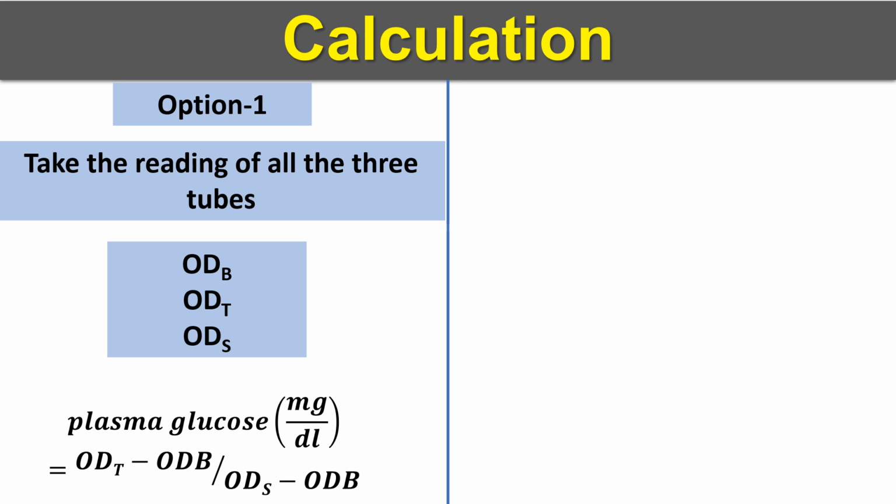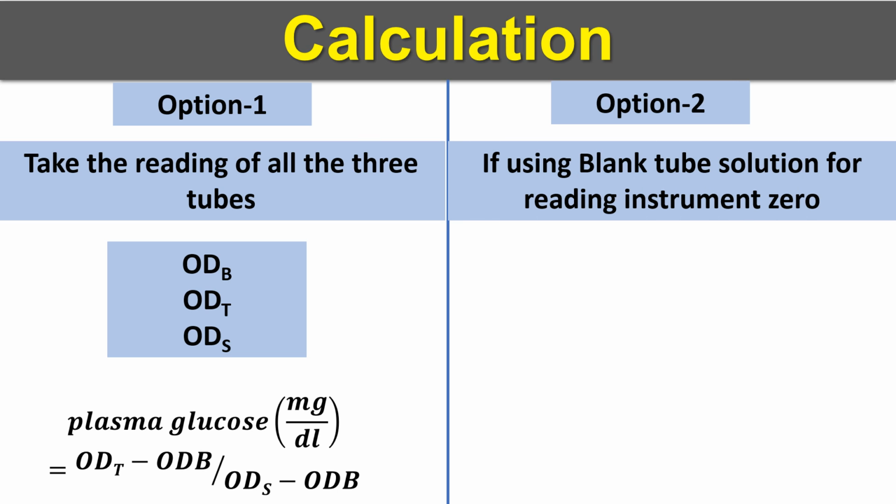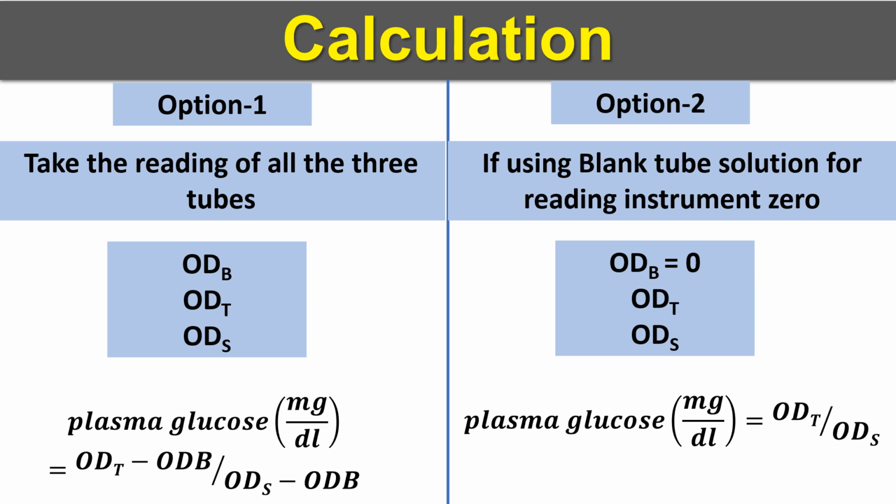So that will be your glucose concentration in your test sample. You have a second option. Here we can use a blank tube solution to make the instrument reading 0. You put the blank solution in the instrument, either colorimeter or spectrophotometer, so that it will read 0, and then you will have only two readings, the optical density of test and standard, and you can use this method: optical density test divided by optical density standard. So you can use either method. Commonly we are going to use this method, so that will be better.